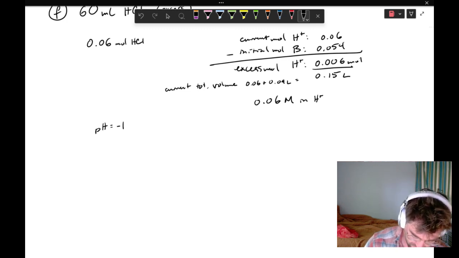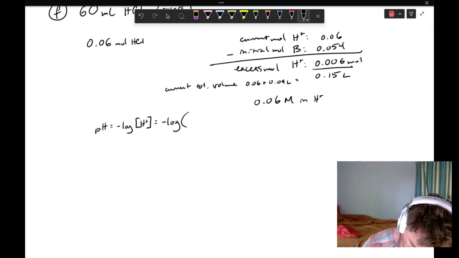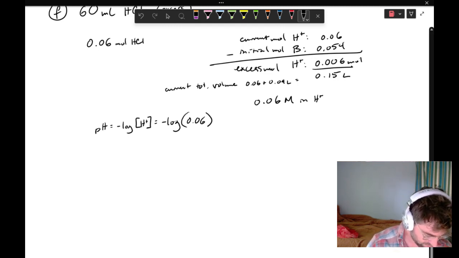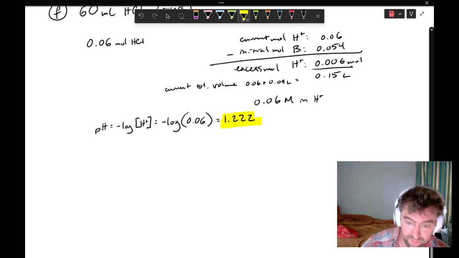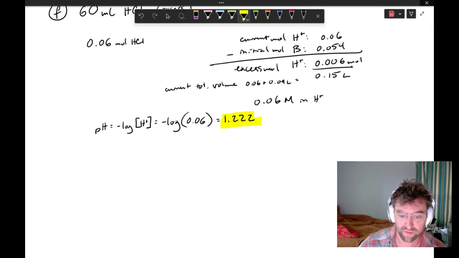pH equals negative log times that number gives us 1.222, which should be our final answer. Very, very acidic, which makes sense. We've added an excess of a strong acid. It should be very acidic.